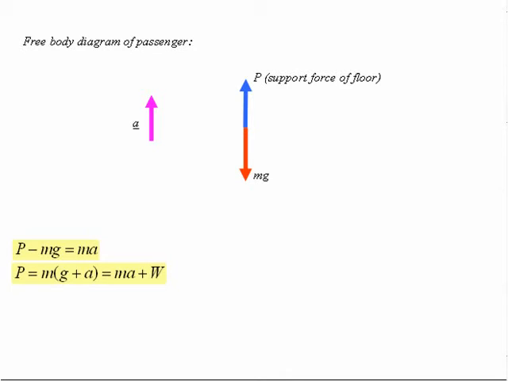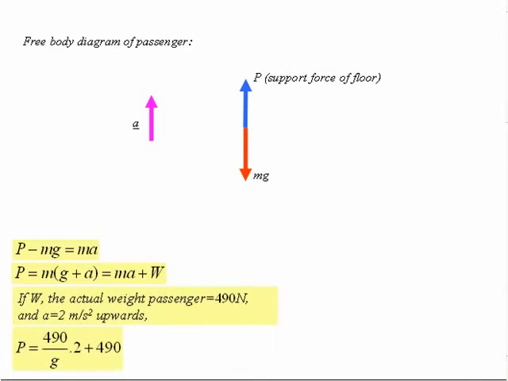Therefore, P is equal to mg plus ma, which is equal to ma plus w, where w is the actual weight of the passenger. Let's put some numbers in now. Let's say the actual weight of our passenger is 490 newtons, and the lift is accelerating upwards at 2 meters per second squared. P then is equal to 490 over g times 2 plus 490, which is equal to 590 newtons. So her apparent weight is greater than her actual weight.